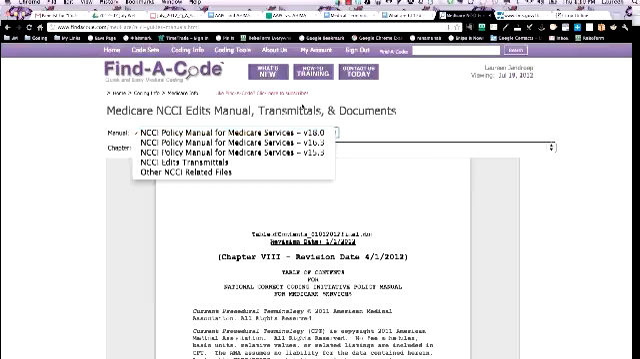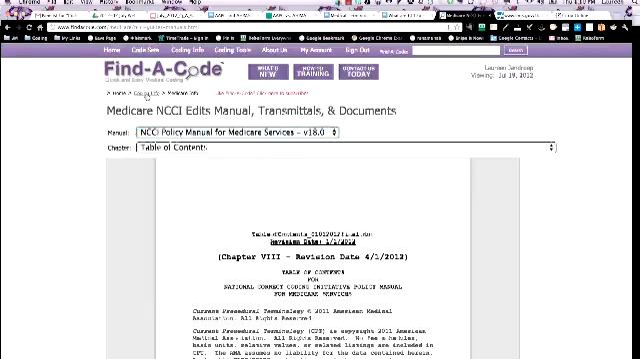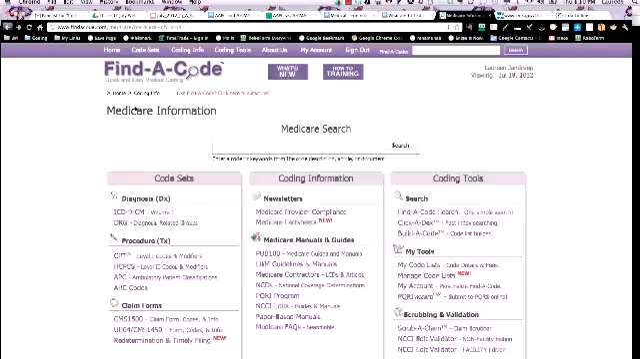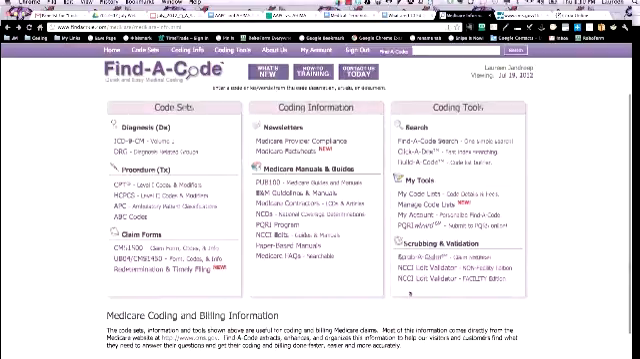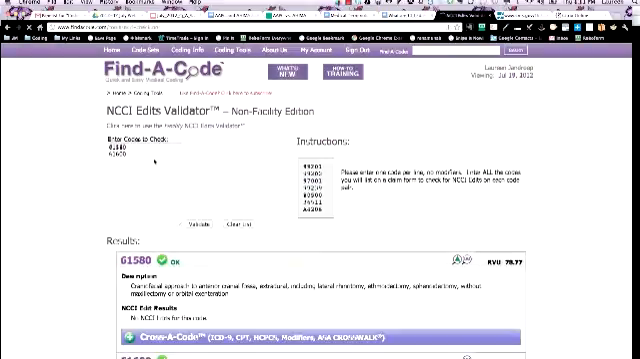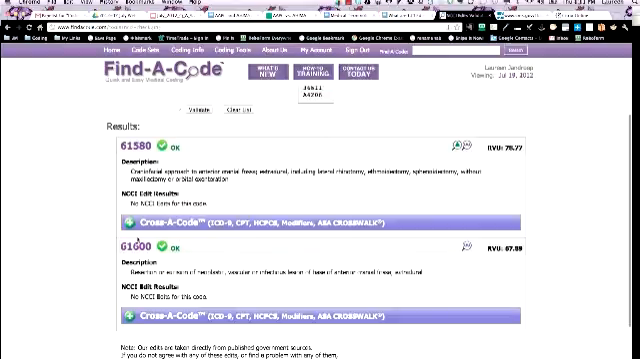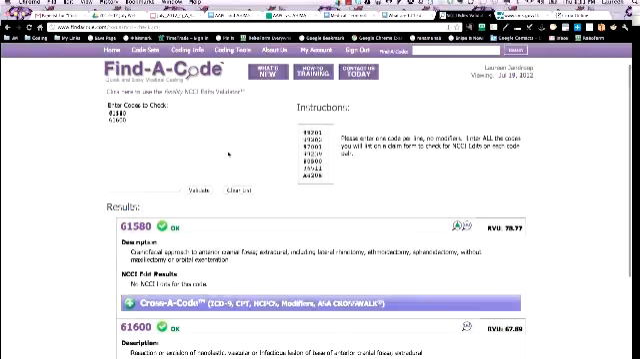Now, if you want to actually use it, down here in the lower right-hand corner, Scrubbing and Validation, NCCI Edit Validator, and you can do it for non-facility or facility. So if we did it for non-facility, this is what the screen looks like. I was in here earlier to answer another question, and I just popped the two codes in, and it lets me know that no, they don't hit an NCCI edit. One is not bundled into the other. So encoders make it very easy. All right, so that is CCI edits.